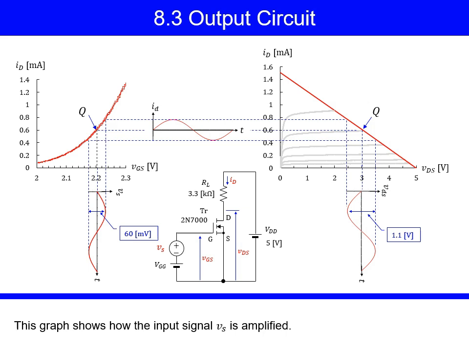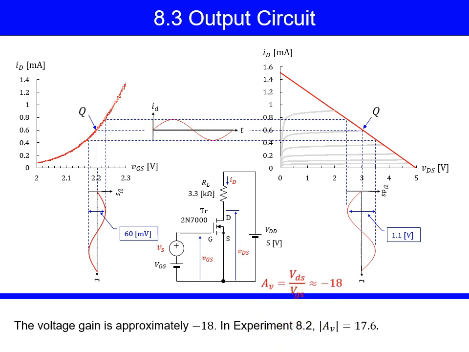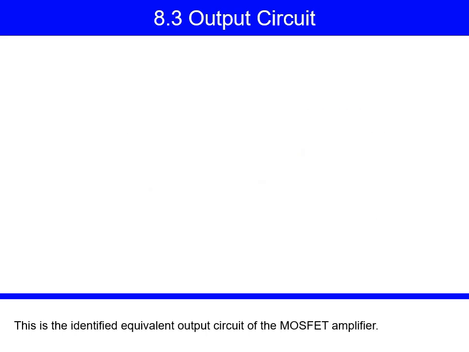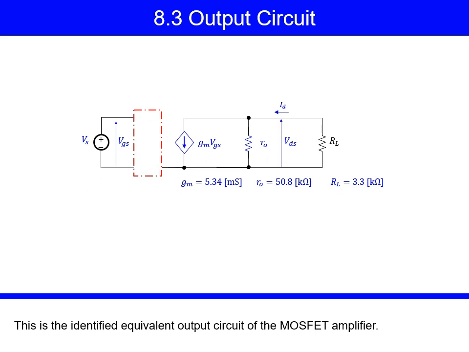This graph shows how the input signal Vs is amplified. The voltage gain is approximately -18. In experiment 8.2, the absolute value of AV was 17.6. The output resistance RO is calculated to be approximately 50.8 kilo ohms. This is the identified equivalent output circuit of the MOSFET amplifier.